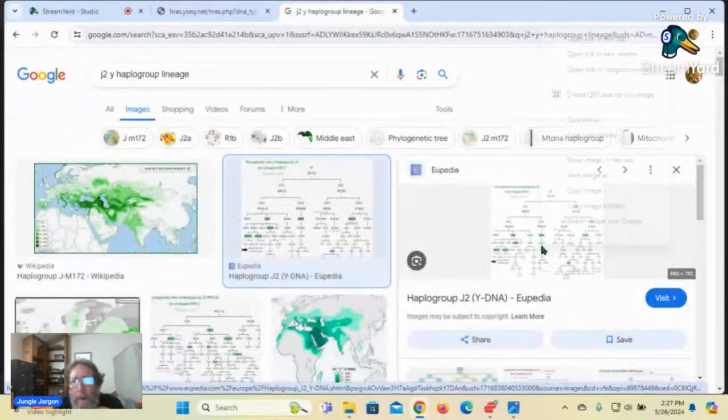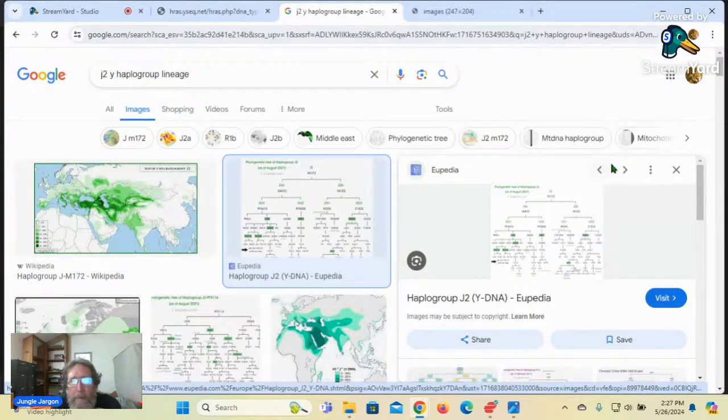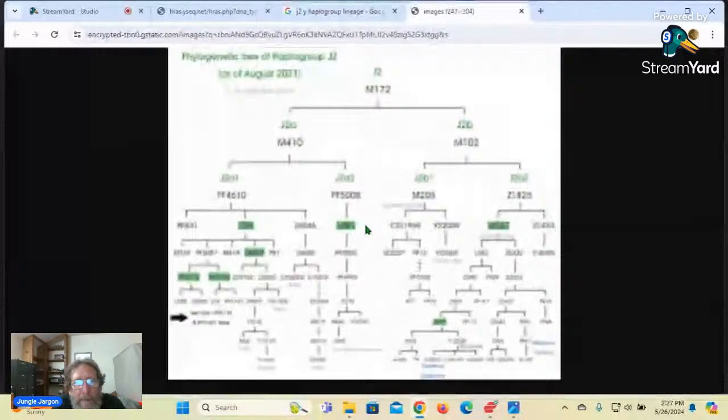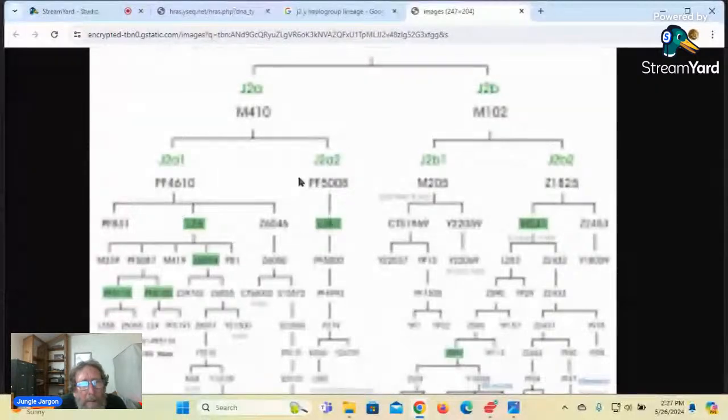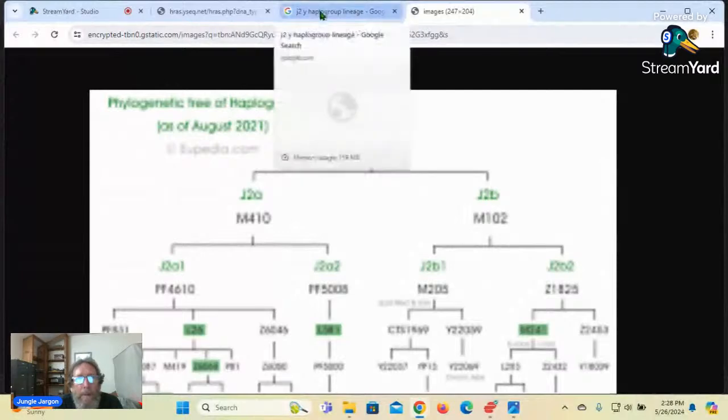Open image in new tab. We'll try that. That seems to work the best. And here, you have to magnify this one. Okay, there's J2 M172. That's already okay. Then it splits up into M410 and M102. I know this is probably not very good, but the thing is there's more J2 than M172. But in this case, it's split up into M410 and M102. So that helps a little bit.